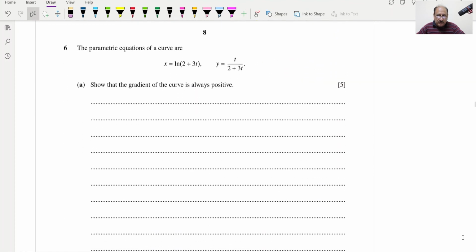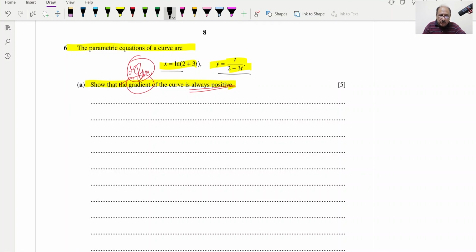Now question number 6. Question 6 is: the parametric equations of the curve are this one and this one, and show that the gradient of the curve is always positive. So gradient of the curve means what? We have to find dy by dx, and we have to show that this is always positive. So for that, we have separate equations x and y. So we'll find dx by dt, we'll find dy by dt, and then we will apply chain rule to get dy by dx.